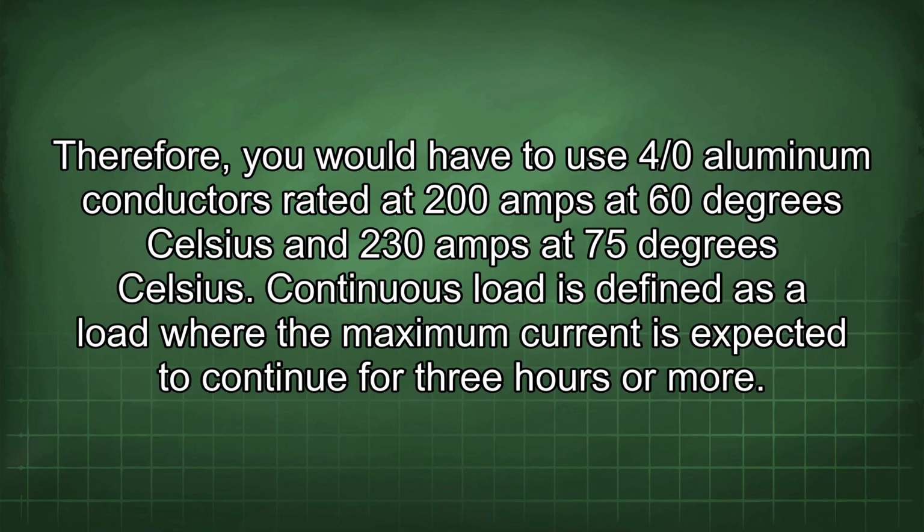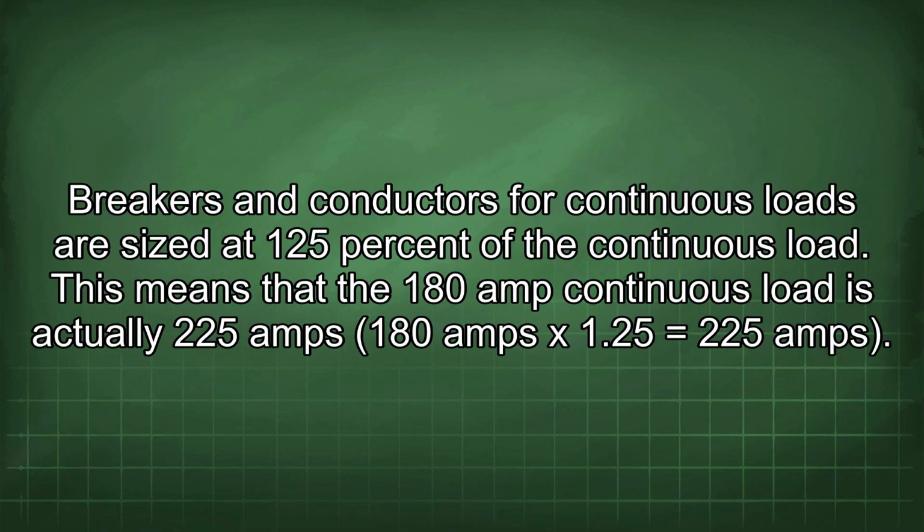Continuous load is defined as a load where the maximum current is expected to continue for 3 hours or more. Breakers and conductors for continuous loads are sized at 125% of the continuous load. This means that the 180 amp continuous load is actually 225 amps. 180 amps x 1.25 equals 225 amps.